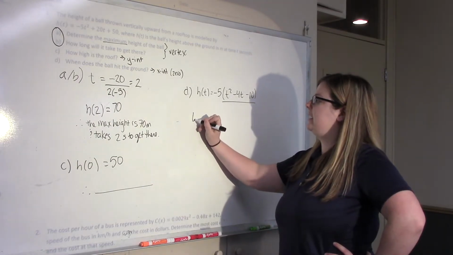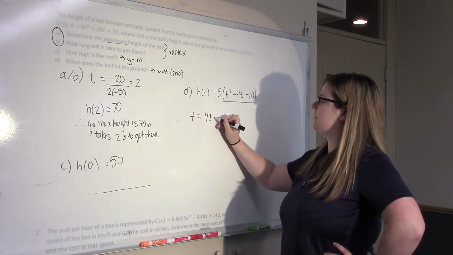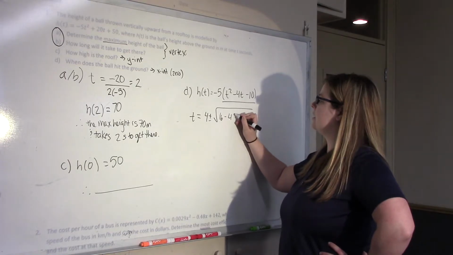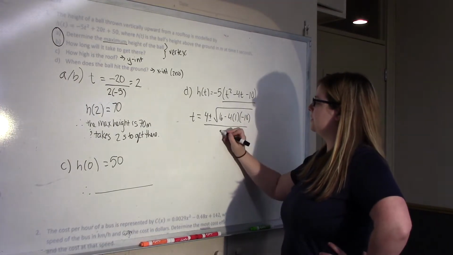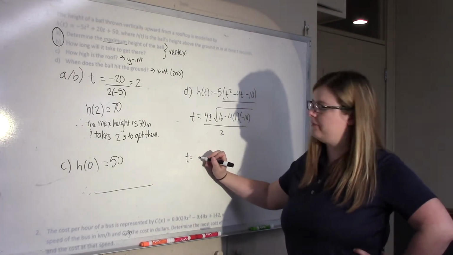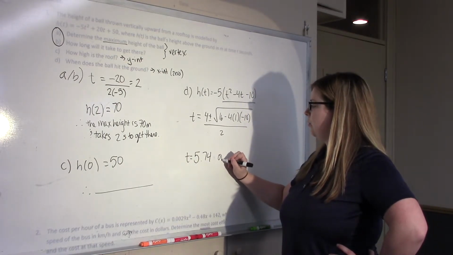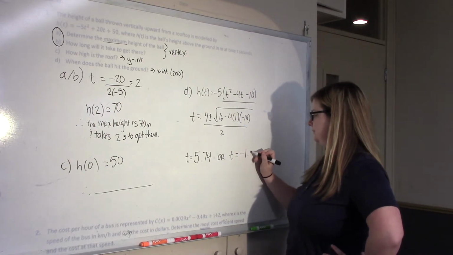So then I say t equals -b, so 4 plus or minus the square root of b squared, so 16 minus 4 times a, 1 times c, -10 all over 2a, so over 2. If you put this in your calculator, you get t equals 5.74, or t equals minus 1.7.